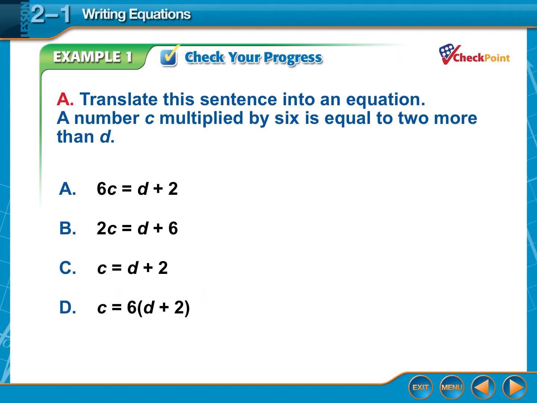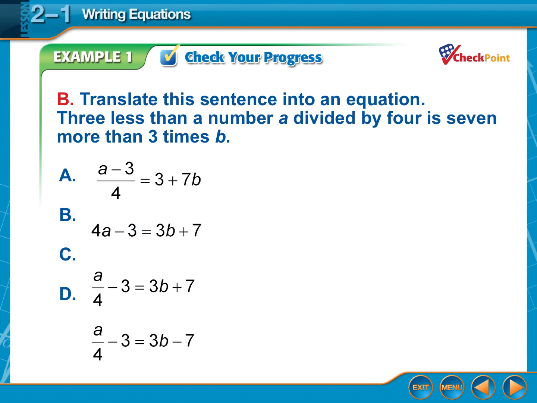All right, you guys do this one. All right, let's talk about it. It says a number c multiplied by 6 is equal to 2 more than d. So let's break it apart. A number c multiplied by 6. How do I write that? 6c. Then the equal sign, and 2 more than d. What does more than mean? Plus. So 2 more than d. Do y'all get it? Yeah? Boom.